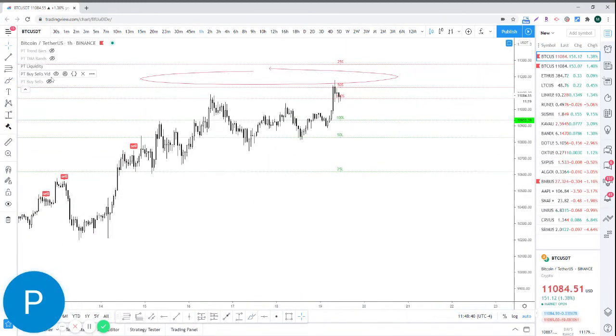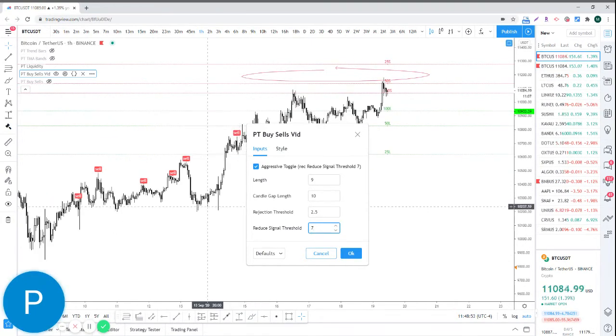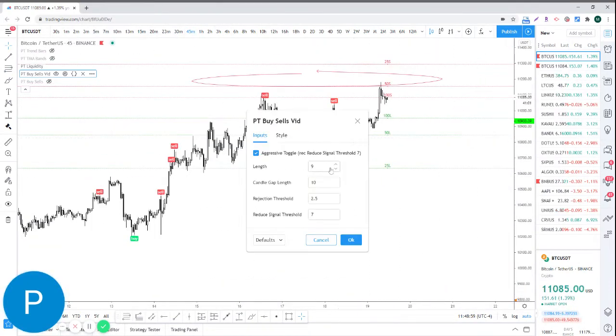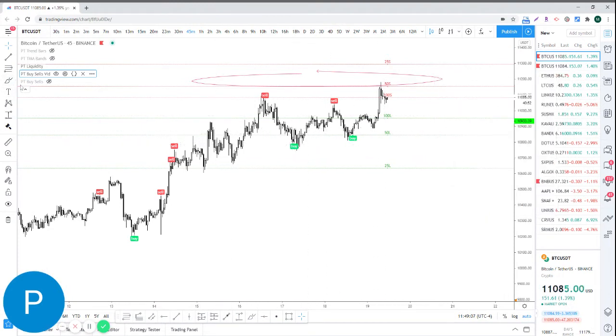And I mean, that's about it. What else did I want to tell you guys? The inputs, my inputs, again, you can reset to the 4, aggressive toggle on, make it 7. Now, if you decide to sit down one day and just play with the indicator to see what works best for you or what values you could work with, start messing with it. Candle gap length is how many candles you want before the next signal appears.